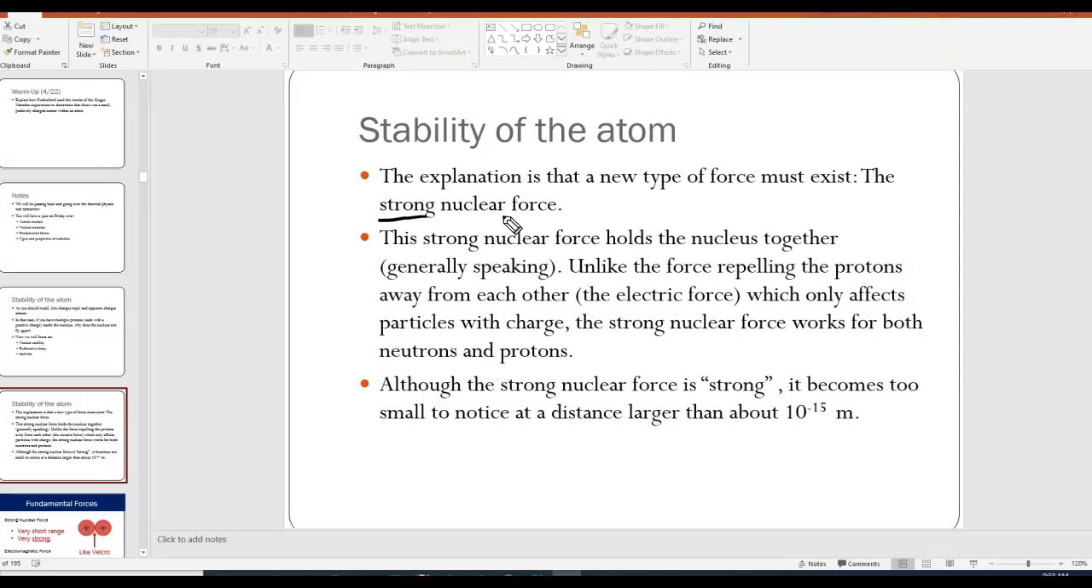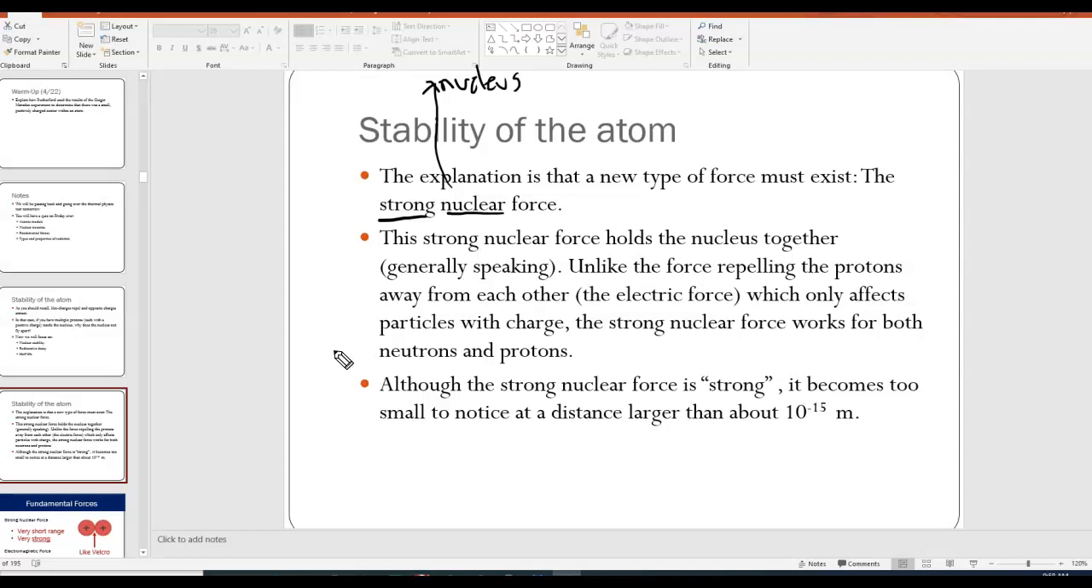Remember that the word nuclear means having to do with the nucleus. And so this is a force that only exists inside of the nucleus. That's probably why you've never heard of it before. But the strong nuclear force is the name we give to the force that must hold the nucleus together. And if you look at the second bullet point, it says the strong nuclear force holds the nucleus together, generally speaking.